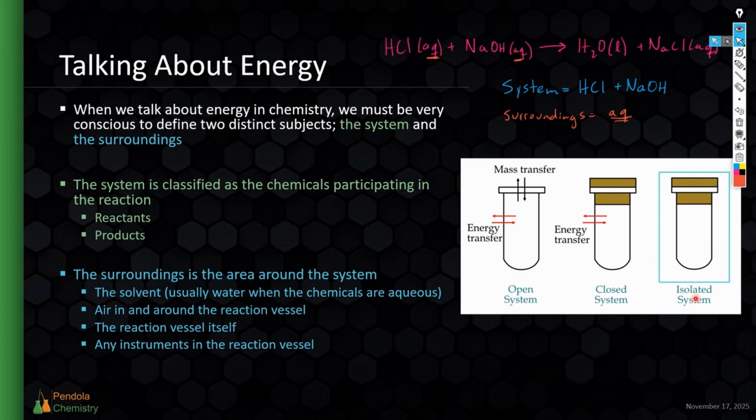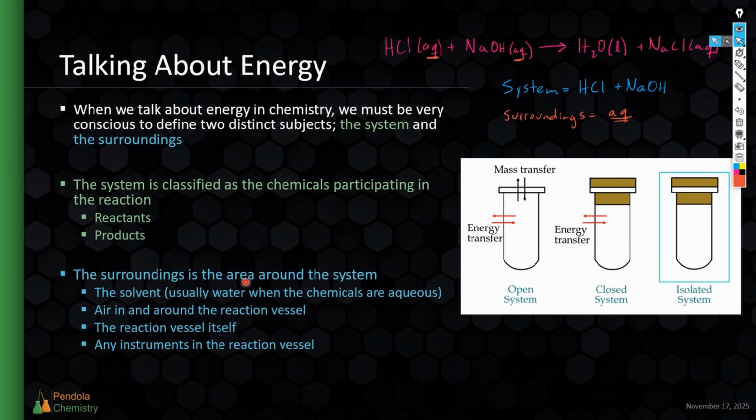And finally, we can have an isolated system. An isolated system is one where neither energy nor matter nor mass can come in and out of the reaction vessel. Now, a perfectly isolated system is impossible to achieve, but we can get very close to it by using insulation so that energy cannot come in and out. Or as little energy as possible can come in and out, really, should I say.